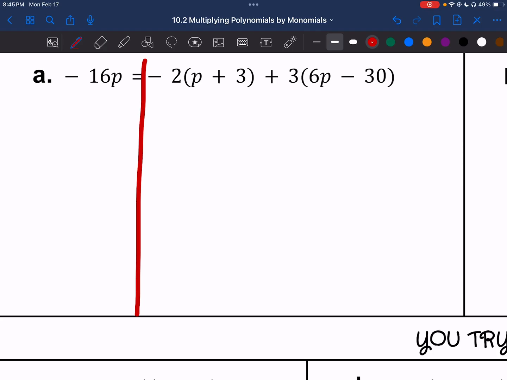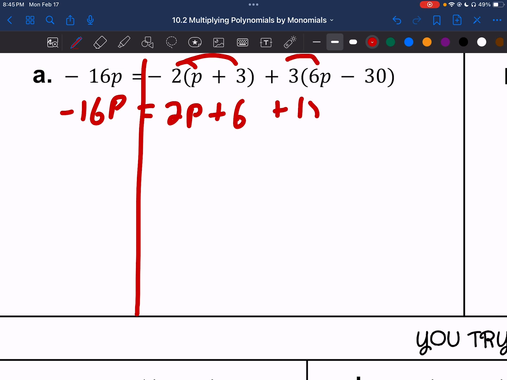So on the left here, negative 16p is just going to chill for right now because we need to distribute all of this stuff on the right. And so we're going to get 2p plus 6, and then we're going to get plus 18p and minus 90. And now let's combine like terms on the right.